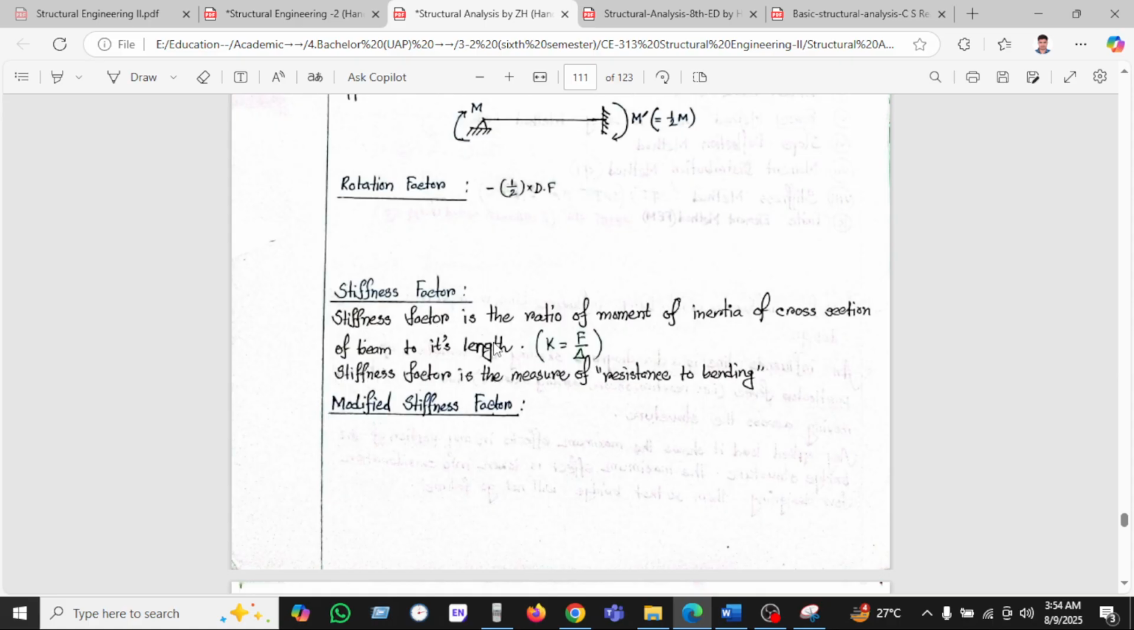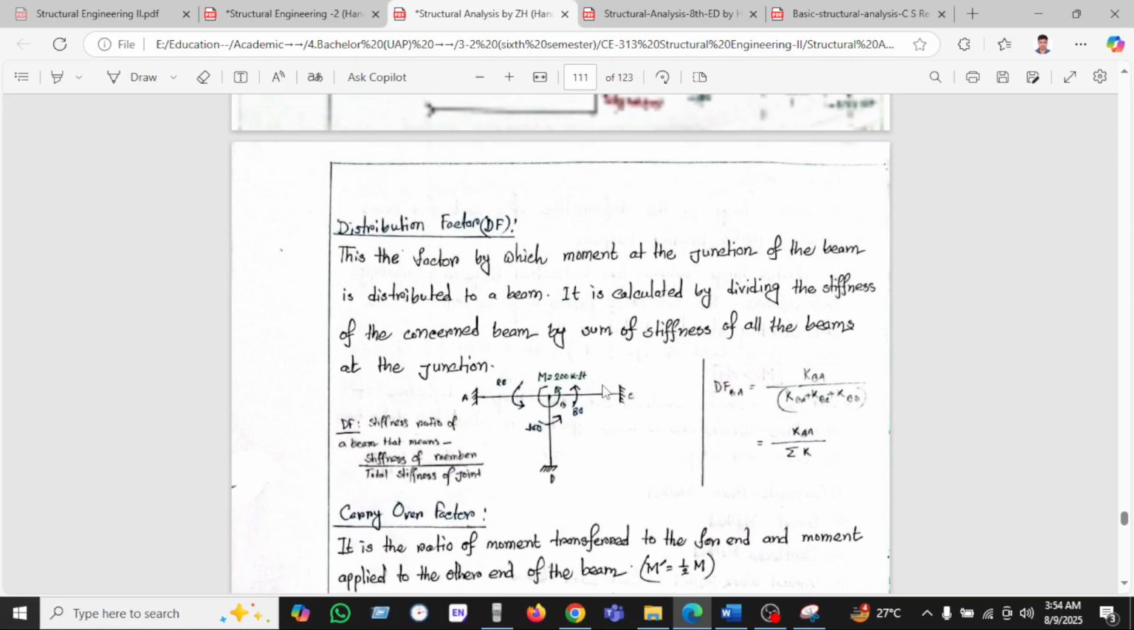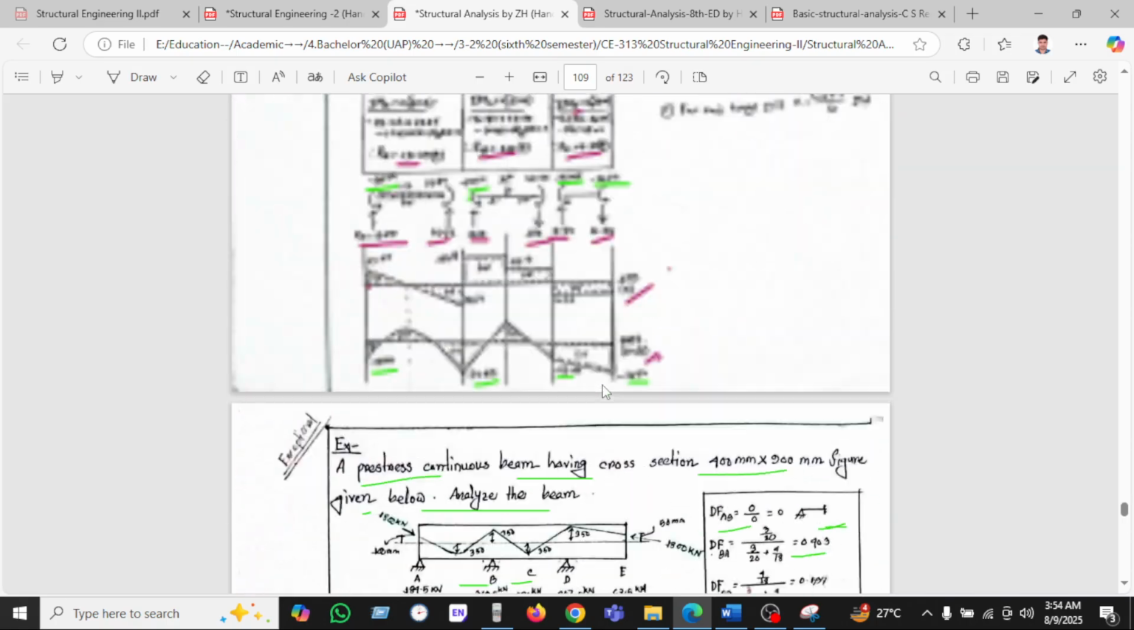So the moment at the pin support will be carried over to the fixed support, only half. Stiffness factor: the stiffness factor is the ratio of the moment of inertia of the beam's cross section to its length. The stiffness factor measures the resistance to bending.